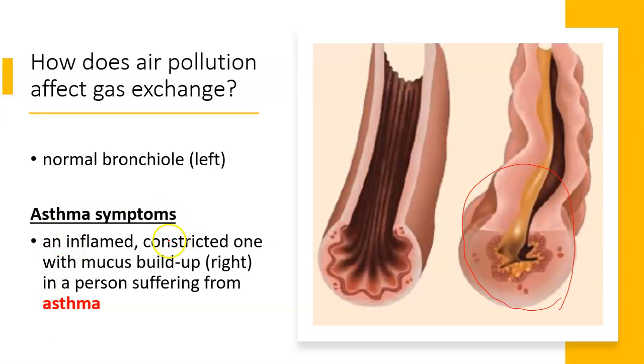What are the asthma symptoms? An inflamed, constricted airway with mucus buildup in a person that's suffering from asthma. Okay, so don't worry about these words. We are going to talk about asthma a little more.